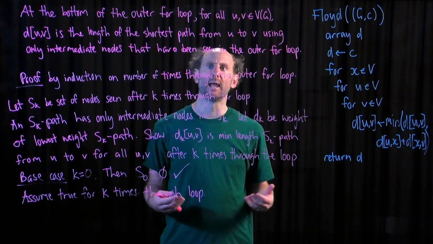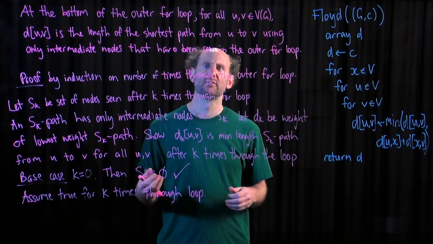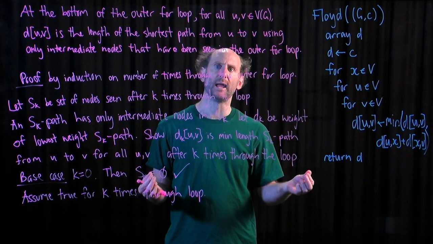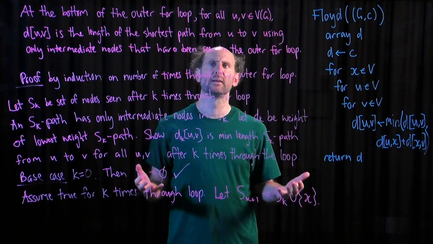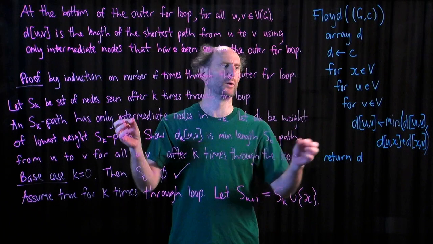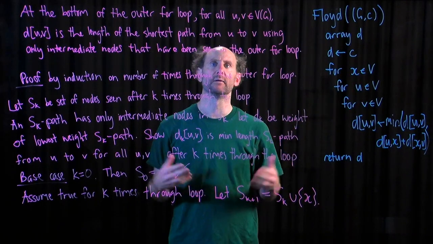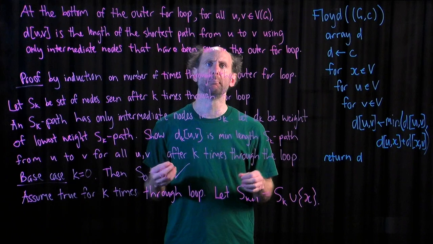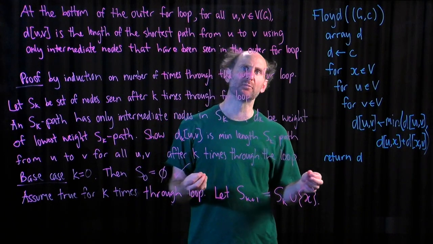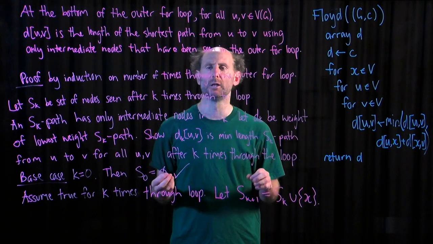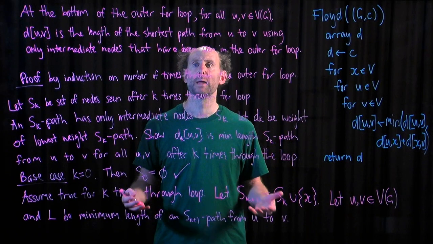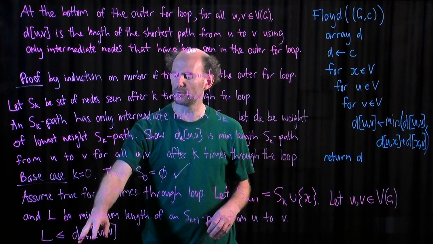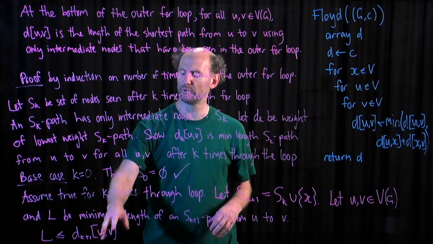So we have that S_{k+1} is just the union of S_k and the single node x. We'll consider two nodes u and v that we've chosen here, and they could be anything. We'll let L be the minimum length of an S_{k+1} path from u to v. Now we have the following inequality: L is less than or equal to d_{k+1}(u,v).